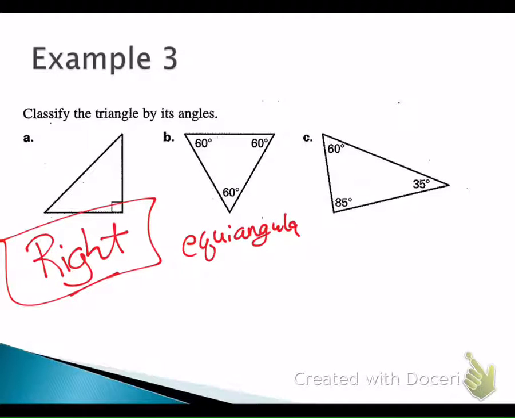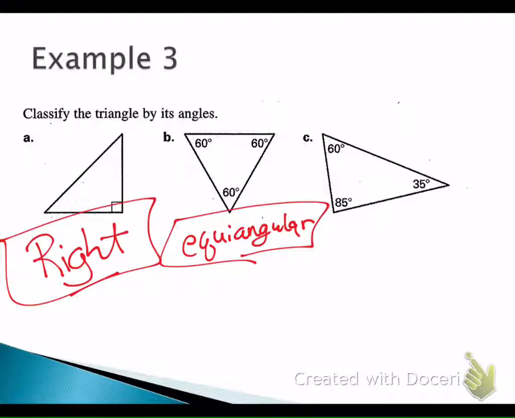Equiangular. Good. This one's kind of tricky. A lot of people want to say acute because they're all less than 90, but if they're all the same, it's equiangular. Even if they're all less than 90. And just a hint for you, all equiangulars will be 60. So if you see all of them as 60, don't put acute. That's not right. It's equiangular.